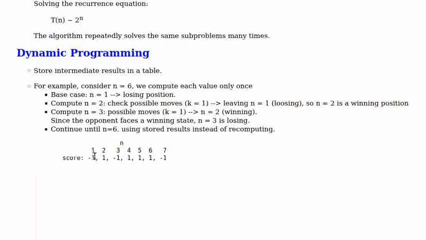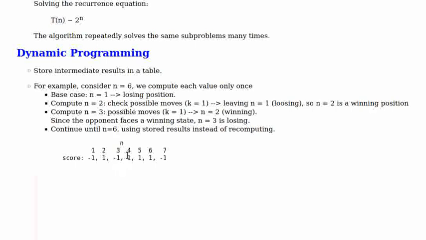When n equals 1, the player is losing, so its score is -1. When n equals 2, the player removes one block, leaving n equals 1 with score -1, meaning its opponent is losing, so it is winning and has score 1. When n equals 3, the player can only remove one block, leaving n equals 2 with score 1, meaning its opponent is winning, so it is losing and has score -1.